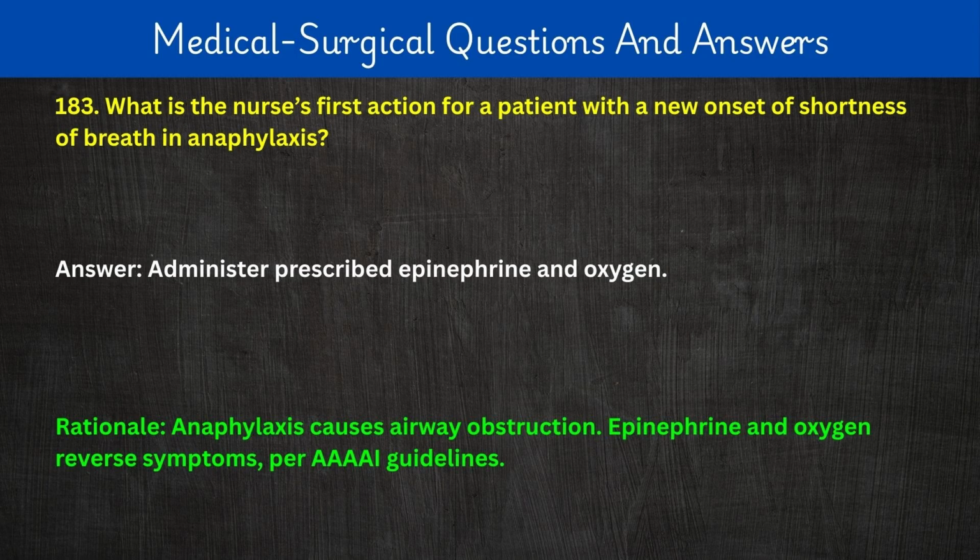183. What is the nurse's first action for a patient with a new onset of shortness of breath in anaphylaxis? Answer: administer prescribed epinephrine and oxygen. Rationale: anaphylaxis causes airway obstruction. Epinephrine and oxygen reverse symptoms, per AAAAI guidelines.